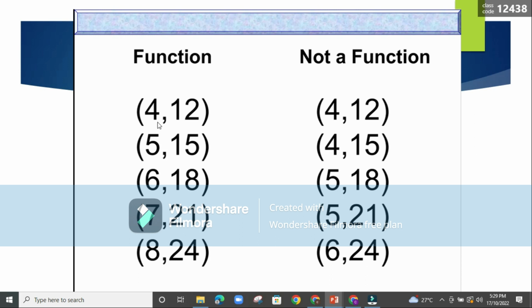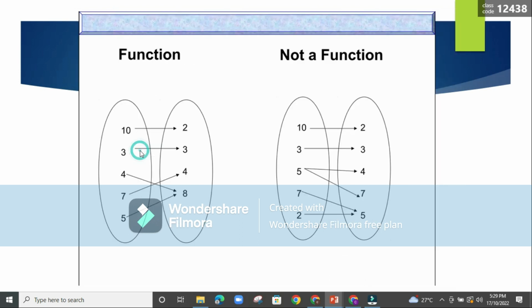So for instance, this one: 4, 12. These are ordered pairs: 4, 12, 5, 15, 6, 18, 7, 21, and 8, 24. This is considered a function. To determine if a certain relation is a function or not, focus your attention on the x coordinates. This is our domain, or x coordinates.